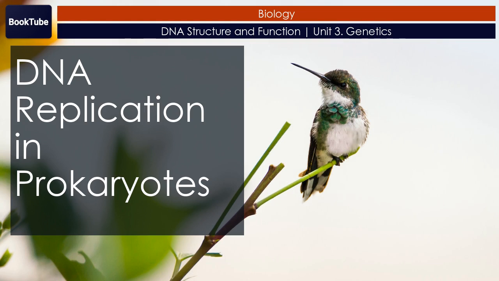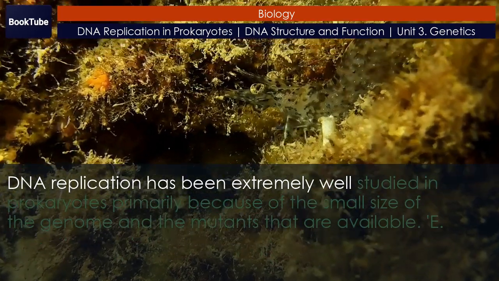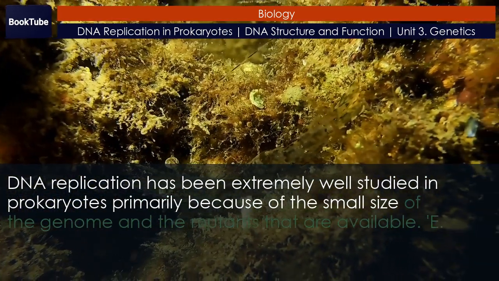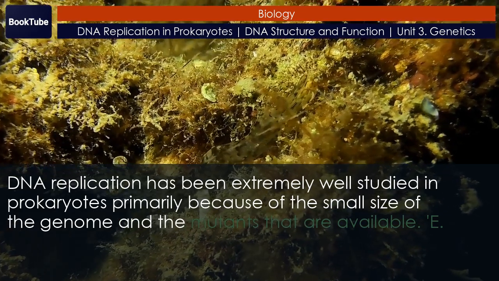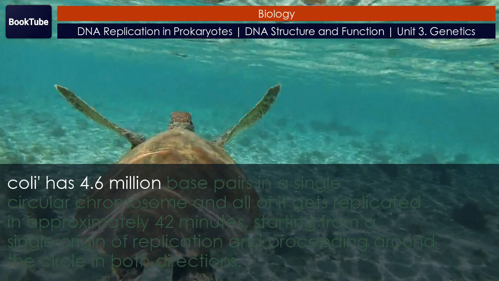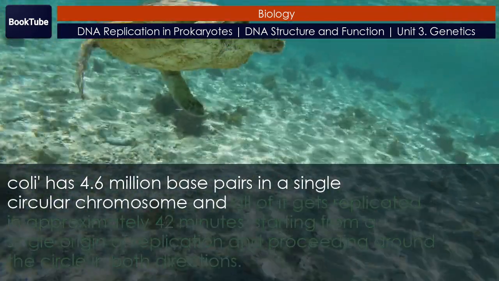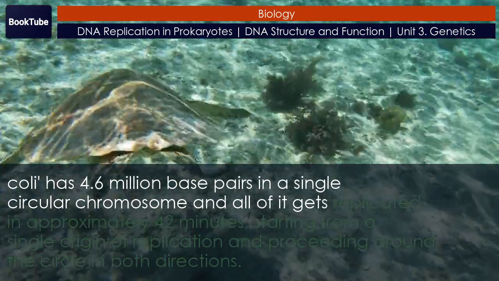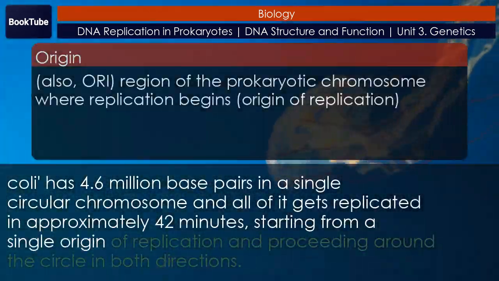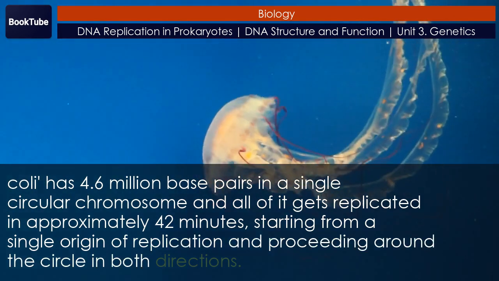DNA replication in prokaryotes. DNA replication has been extremely well studied in prokaryotes primarily because of the small size of the genome and the mutants that are available. E. coli has 4.6 million base pairs in a single circular chromosome, and all of it gets replicated in approximately 42 minutes. Starting from a single origin of replication and proceeding around the circle in both directions.